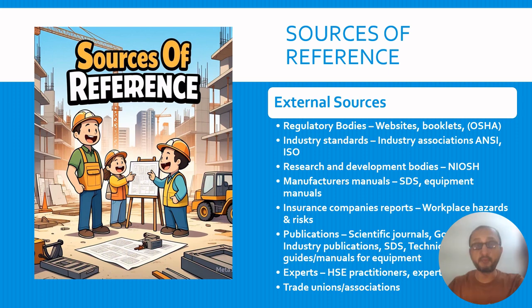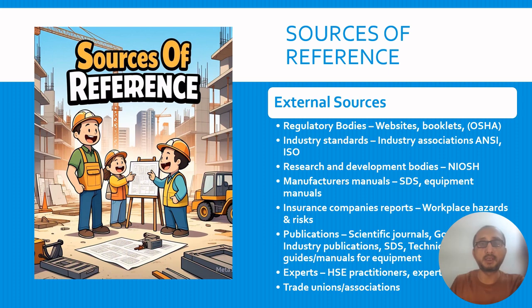Then there are manufacturers' manuals related to hazardous substances or equipment. For hazardous substances, there are safety data sheets, and for equipment or machinery, there are safety or technical manuals, which are a valuable source of information. Then reports from insurance companies can be very valuable, as insurance companies deal with all types of industries. Every time they engage with someone, they do a very comprehensive assessment of the hazards and risks within the organization. So their reports can be very valuable.